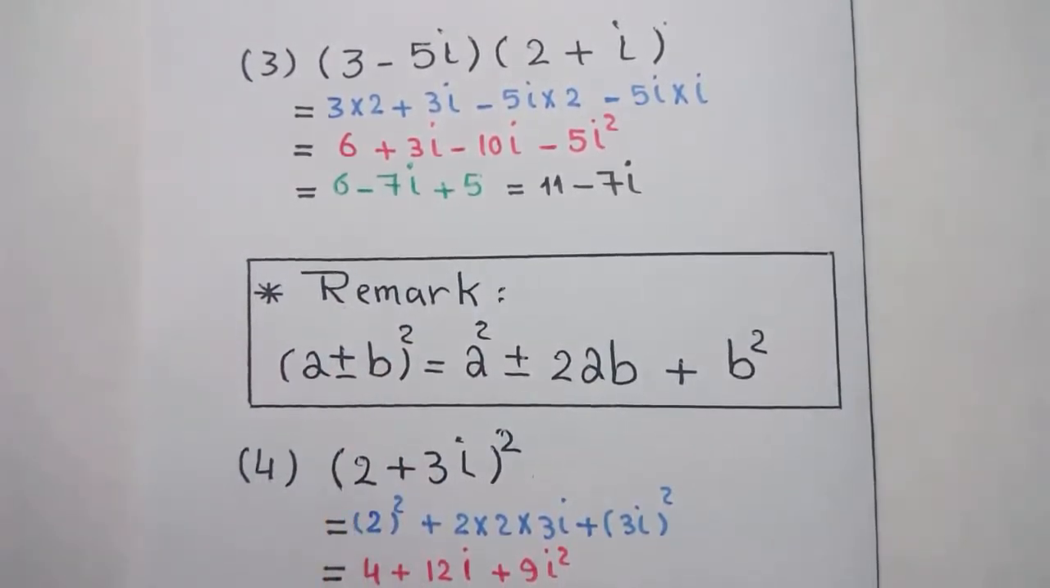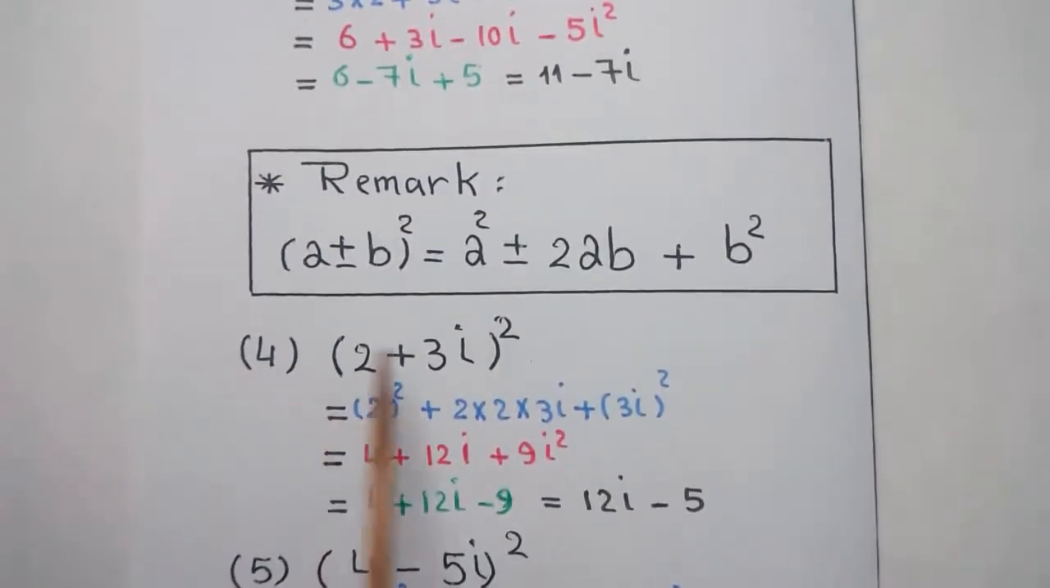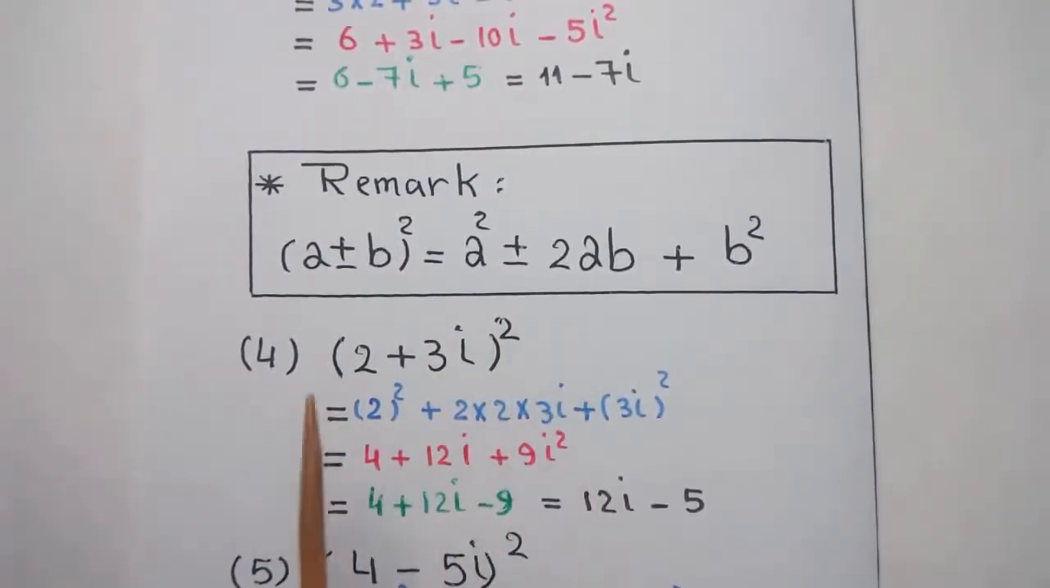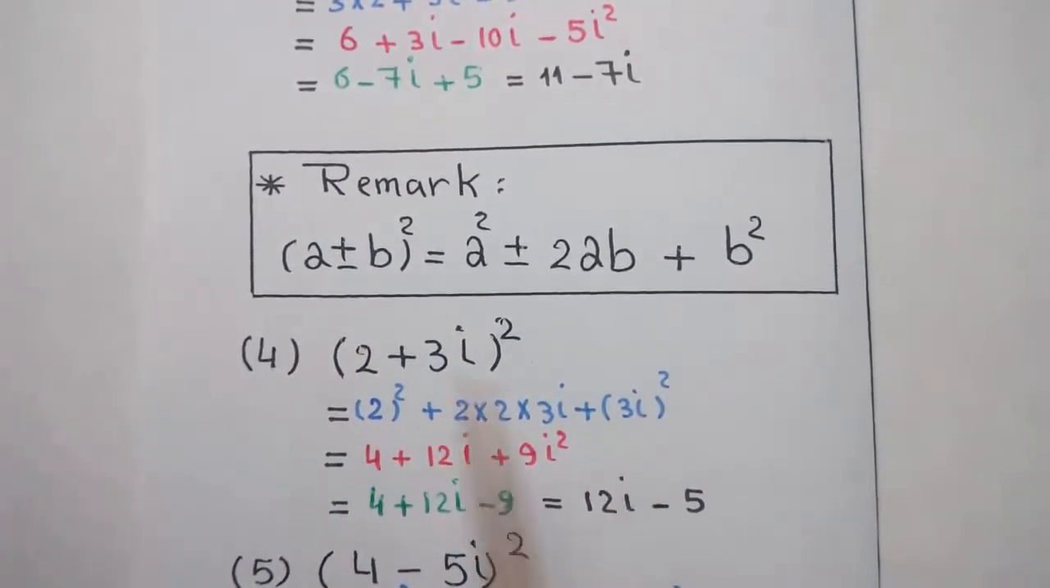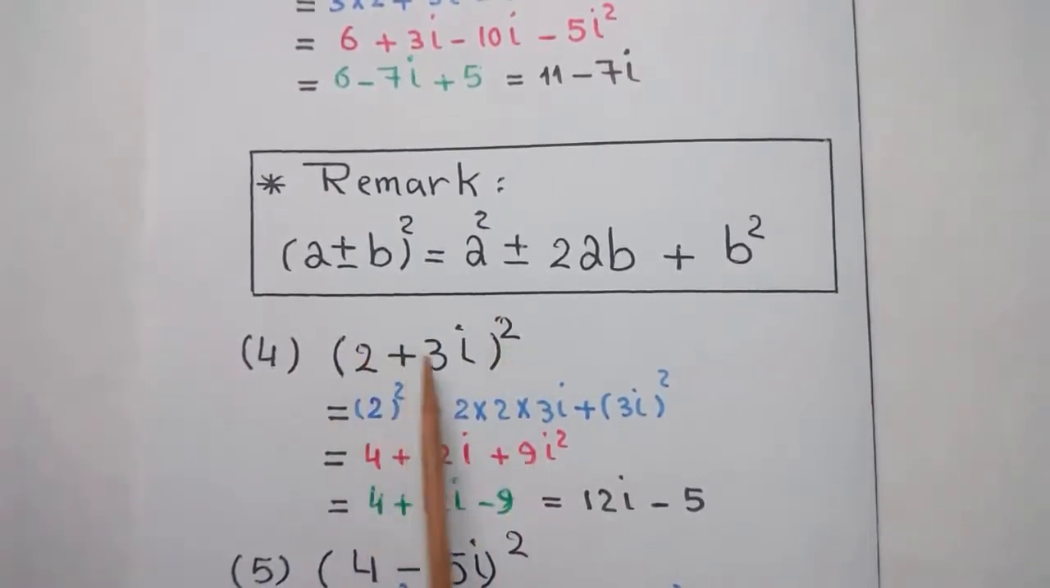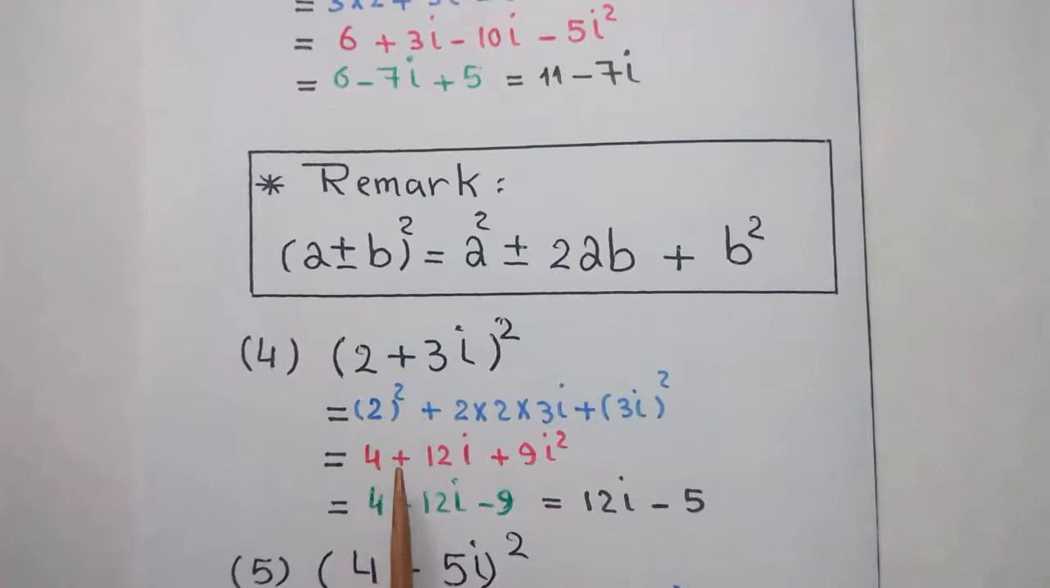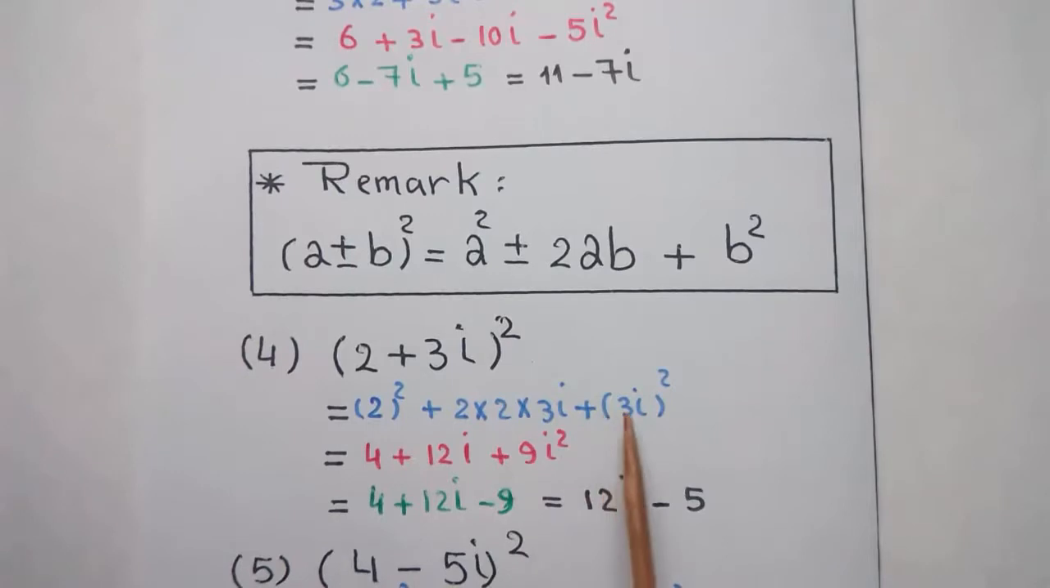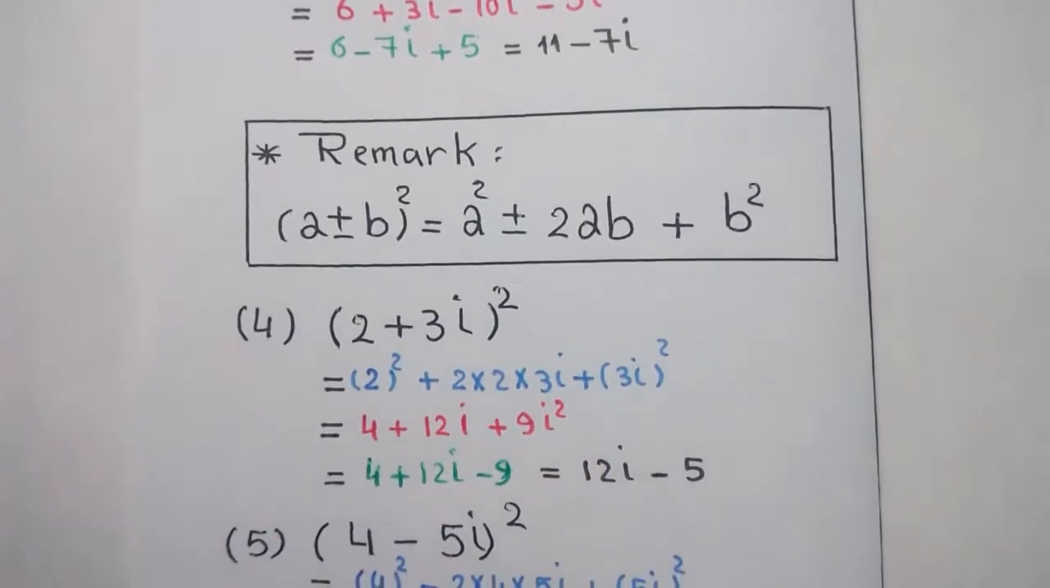For example, (2 plus 3i) all power 2. 2 power 2, plus (3i) power 2, plus 2 times 2 times 3i. 2 power 2 is 4. 2 times 2 times 3i is 12i. And (3i) power 2 is 9i power 2. i power 2 will be changed to negative 1, نيجاتيف 9. يبقى 4 minus 9 equal negative 5 و 12i. Another example.